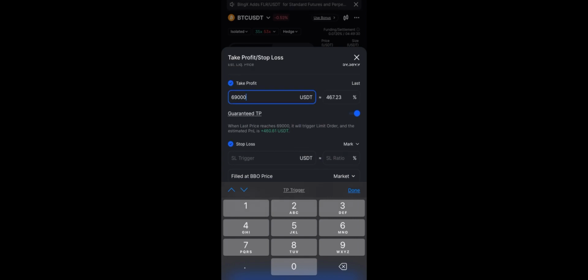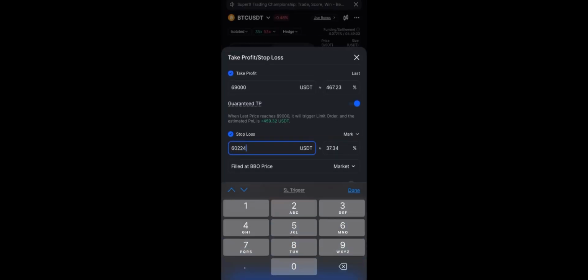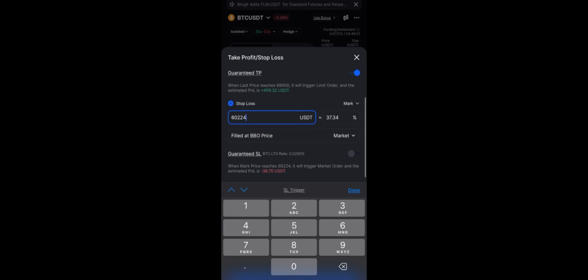But if you are just now starting, do not use high leverage. Do 10x maximum, 15x if you're feeling lucky. But don't use crazy high leverage like how I'm doing. I'm just showing you guys an example. So 69,000, and then stop loss was 60,224. All right, so you're risking $36 to make $460.